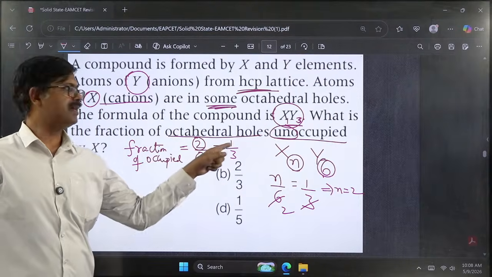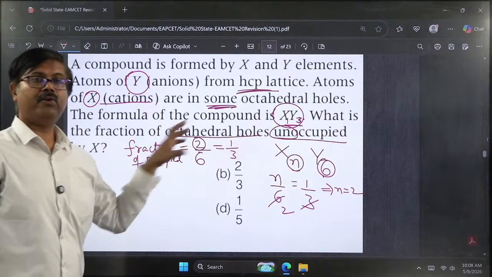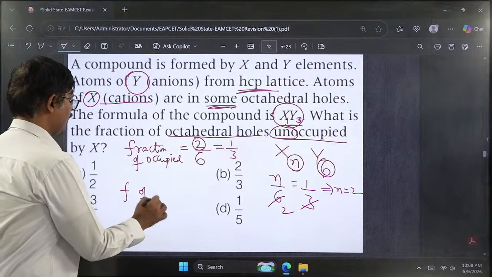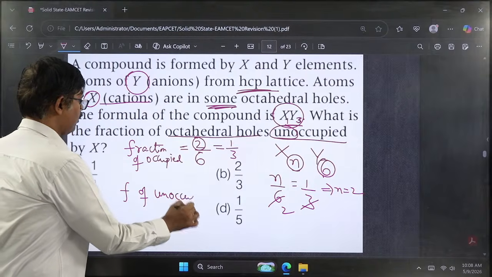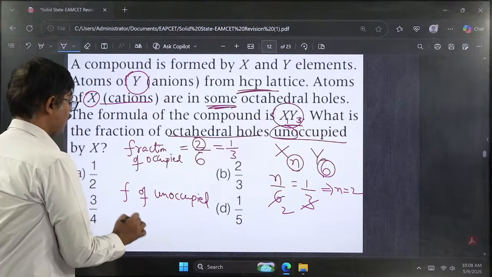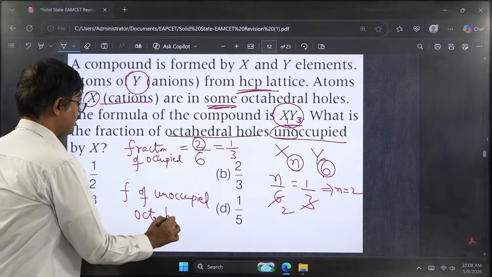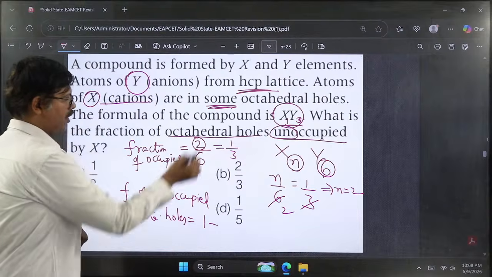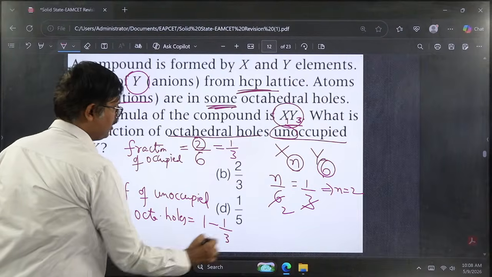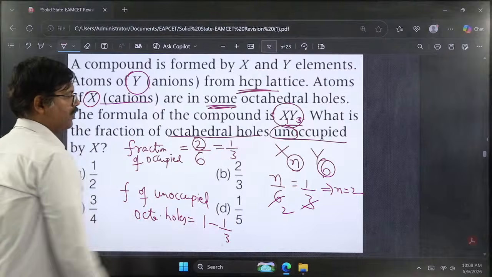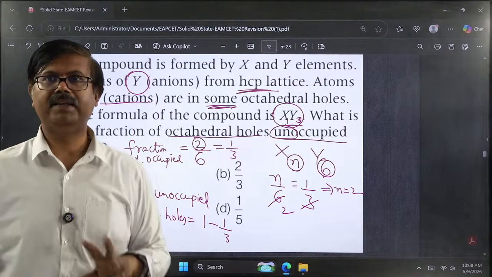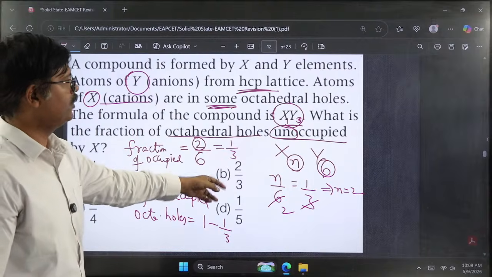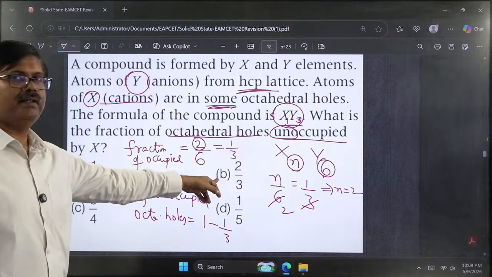But in the question they are asking the unoccupied fraction. So fraction of unoccupied octahedral holes is equal to 1 minus, occupied is 1 by 3. So unoccupied fraction will be 1 minus 1 by 3, which is 2 by 3. So which option has 2 by 3? Option B has 2 by 3. This is the answer here.